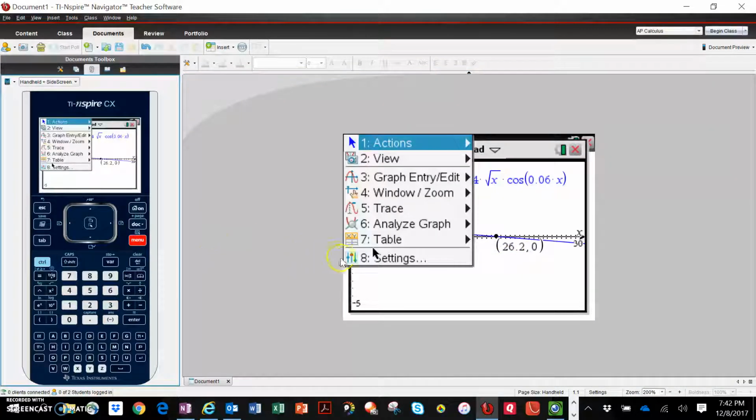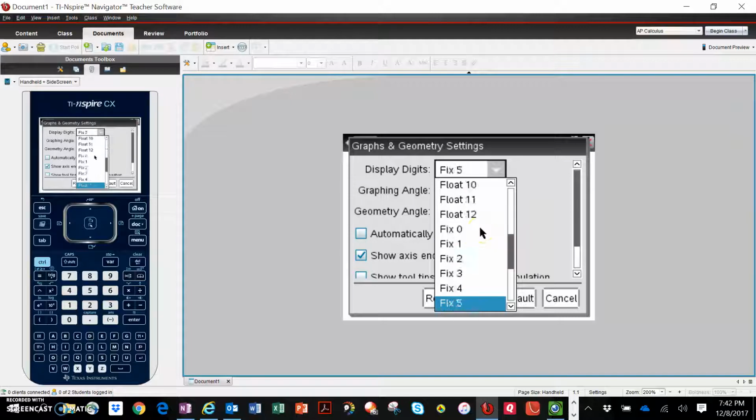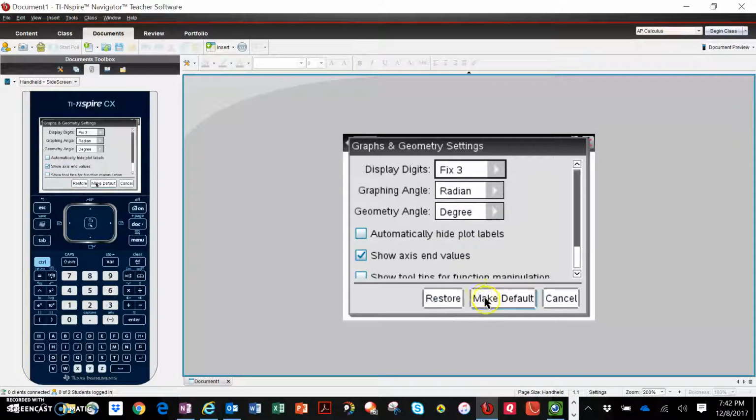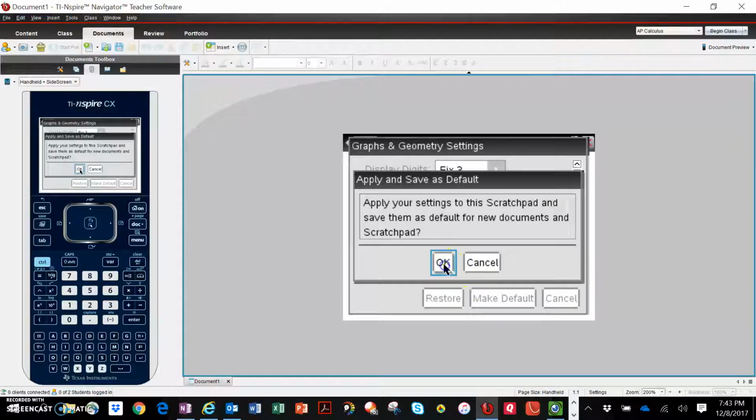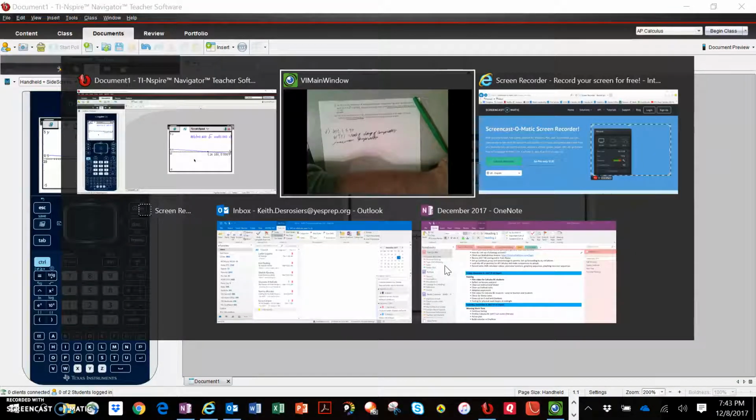I'm going to go to menu. I'm going to go to settings. There's the problem. I'm in float mode. I need to be in fix mode. So scroll down to fix 3 or higher, make that the default. And I'm going to get 26.180. So let's go back to what I'm writing.